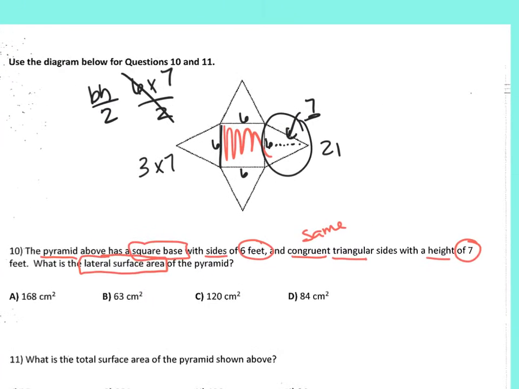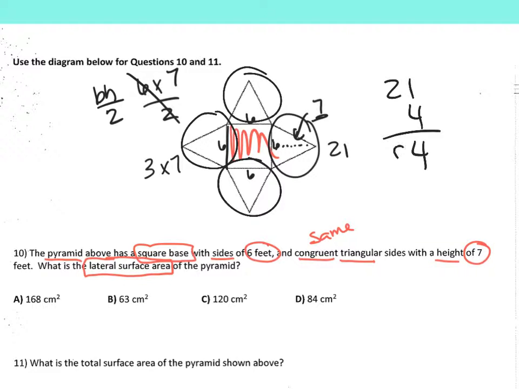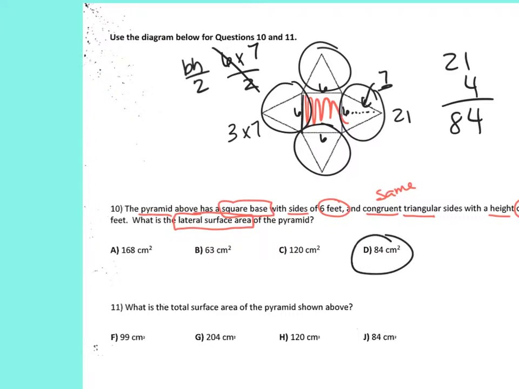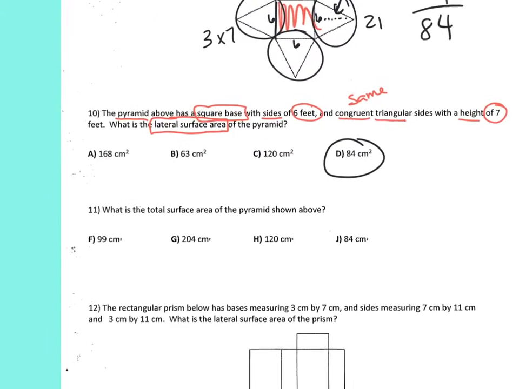So what you can do is you can either add them all up, 21 plus 21 plus 21 plus 21, or 21 times 4, since there's 4 triangles. It's 84. Good. What about the total surface area?